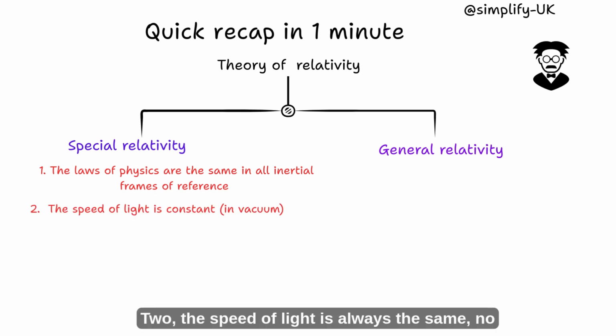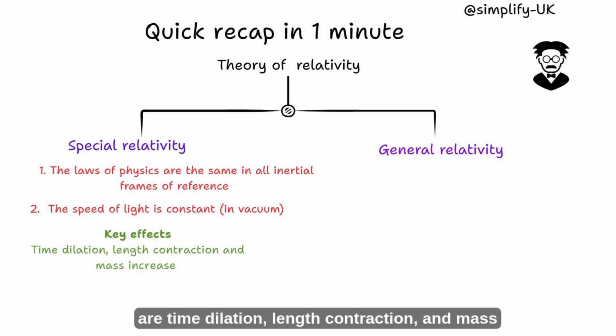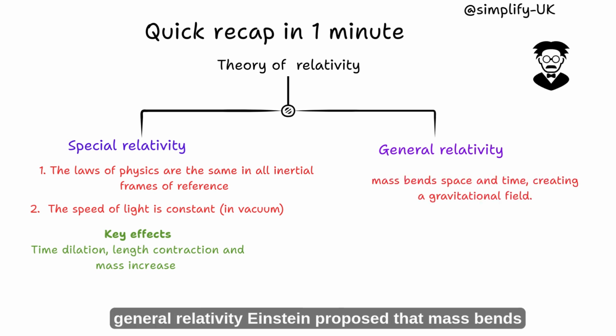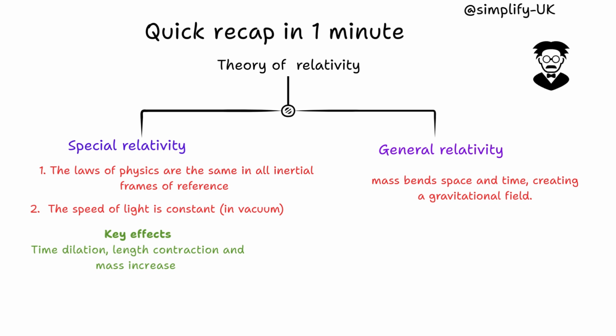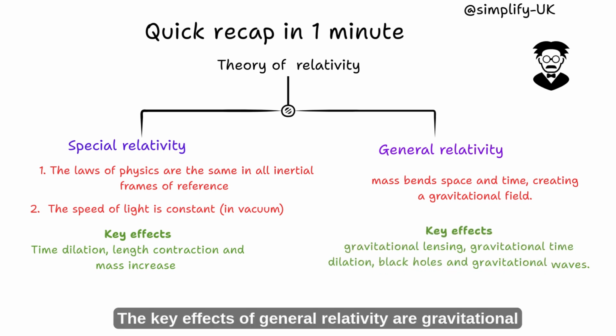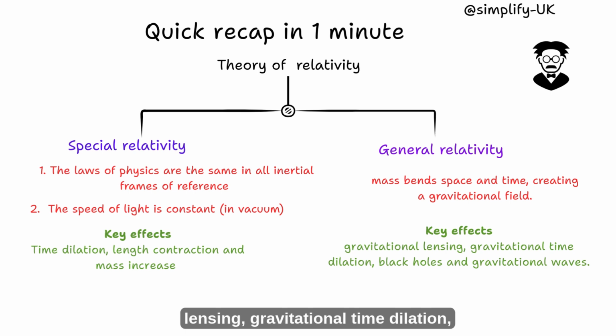The speed of light is always the same, no matter how fast the observer or the source of light is moving. The key effects of special relativity are time dilation, length contraction, and mass increase. On the other hand, in general relativity, Einstein proposed that mass bends space and time, creating a gravitational field. The key effects of general relativity are gravitational lensing, gravitational time dilation, black holes, and gravitational waves.